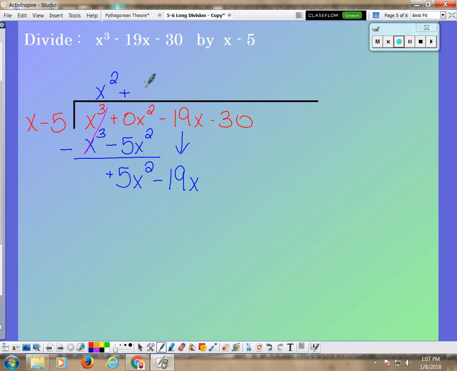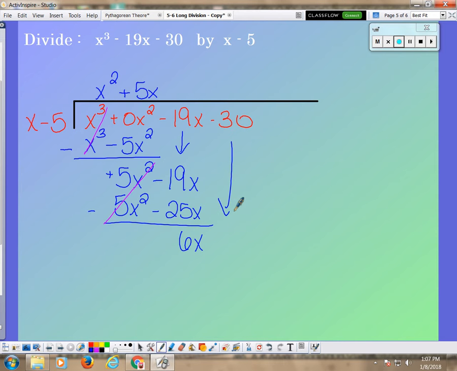I ask myself, what do I need to multiply by in order to get the x on the outside, that red x, to be a 5x squared? So I need to multiply by 5x. I get 5x squared minus 25x. When I subtract, the 5x squared and the 5x squared cancel. I take my 19 minus 25. That really becomes a plus 25, and I get, I'm sorry, it becomes negative 19 plus 25, and that gives me a positive 6x.